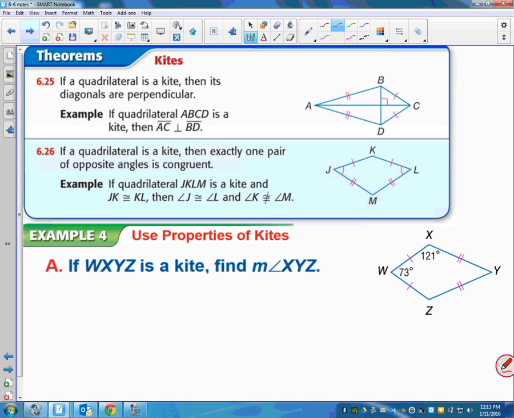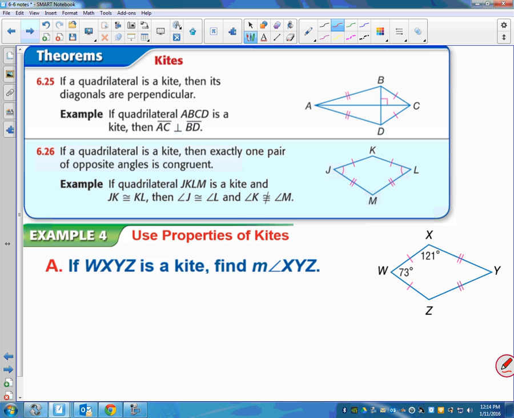Again, things about diagonals. The diagonals of a kite are perpendicular. The diagonals of a rhombus are perpendicular. The diagonals of a square are perpendicular. So we're going to see some of these things repeat themselves. But of a kite, the diagonals are perpendicular. And also, if a quadrilateral is a kite, then exactly one pair of opposite sides is congruent. Not two pairs, though, right? So you have to kind of take this and see what to find.